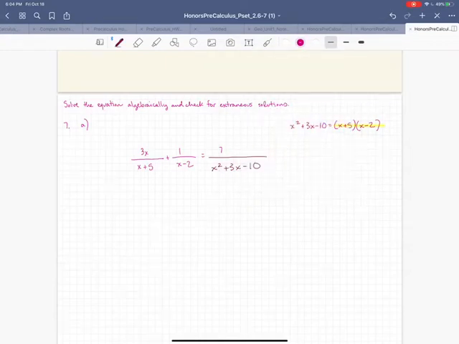In class today, we solved this rational equation. I'm creating a video for it so that we can all have another chance to think through this together.